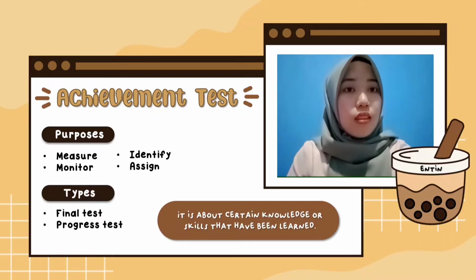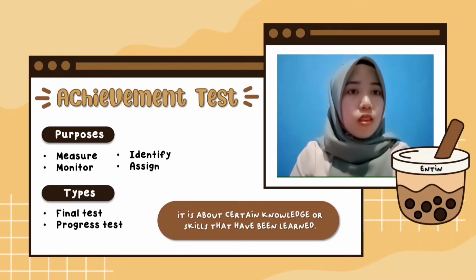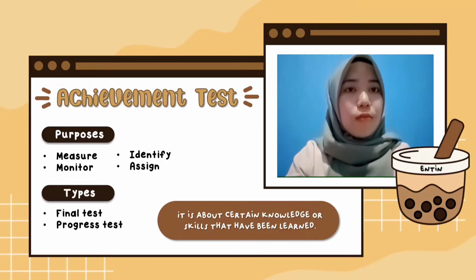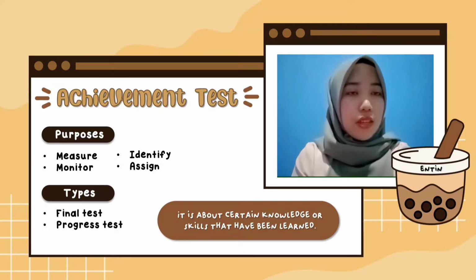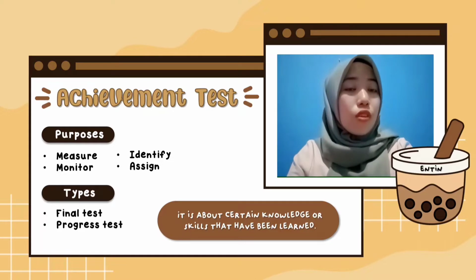And the second, to monitor students' learning and to provide ongoing feedback to both students and teachers during the teaching and learning process. And third, to identify the students' learning difficulties, whether persistent or recurring. And the last is to assign grades. There are two kinds of achievement tests. First, final achievement test, and the second is progress achievement test.